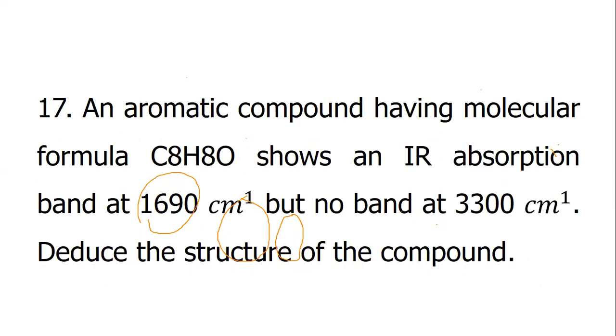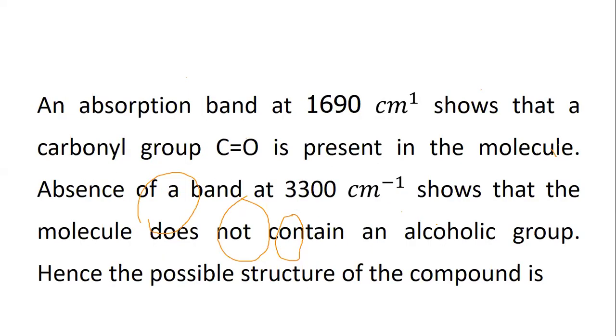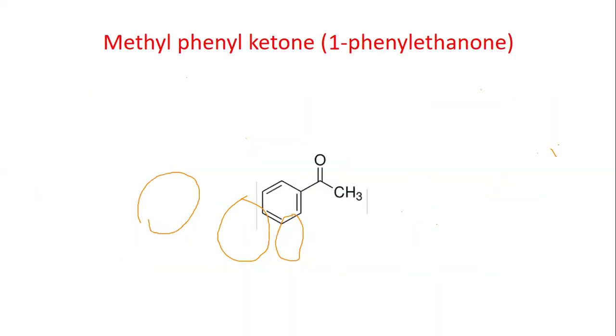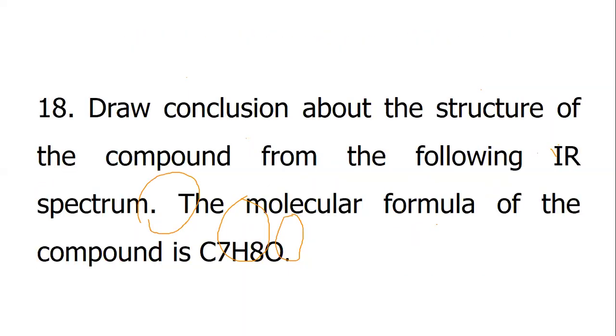In an aromatic compound with molecular formula C8H8O, the IR absorption band is at 1690 per cm, but there is no band at 3300 per cm. 1690 per cm shows a carbonyl group. Absence of 3300 shows absence of an alcoholic group. Hence, the compound is methyl phenyl ketone.